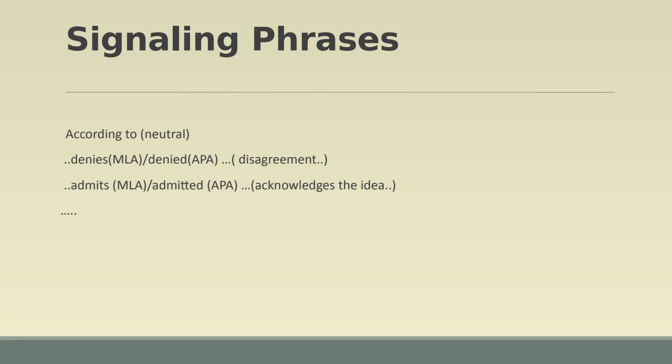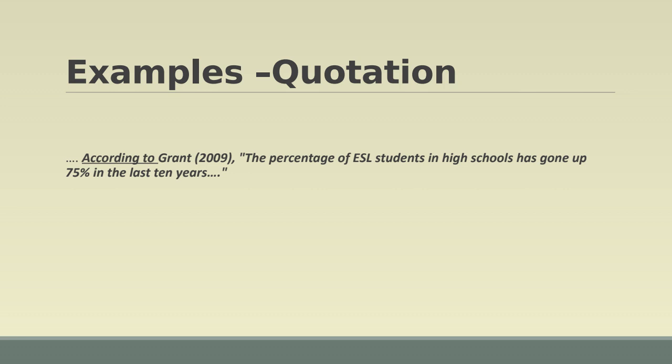to support your idea. You need to show that you are either agreeing with this or disagreeing with this. You need to use the signaling phrases that match the nature of your quote or your paraphrase. For example, for disagreement, you need to select a phrase that matches this point. You also need to adopt a certain style to change the verb from past to present and so forth. So this is a very brief idea of using signaling phrases. And this is an example of quotation by using according to.